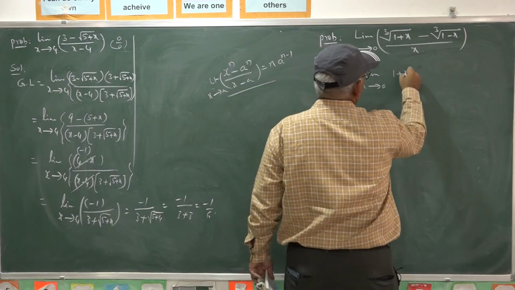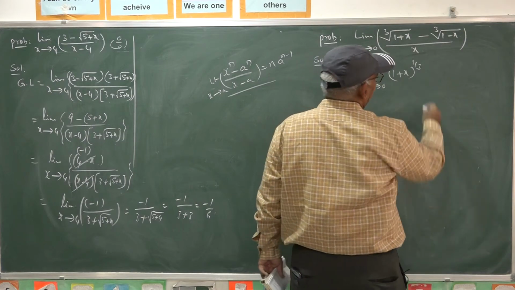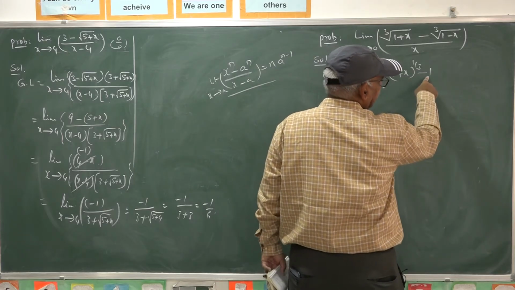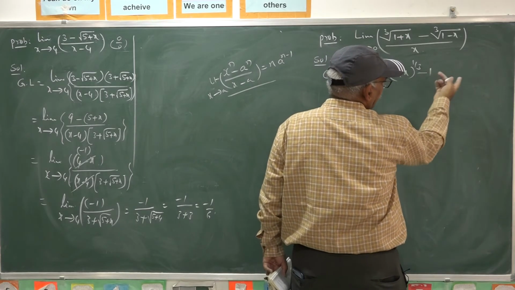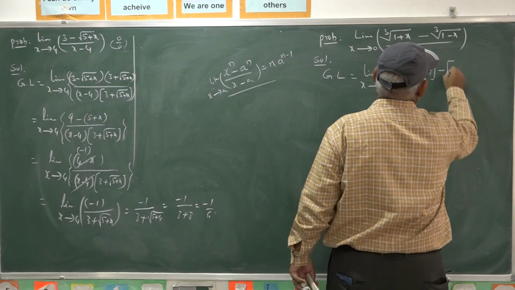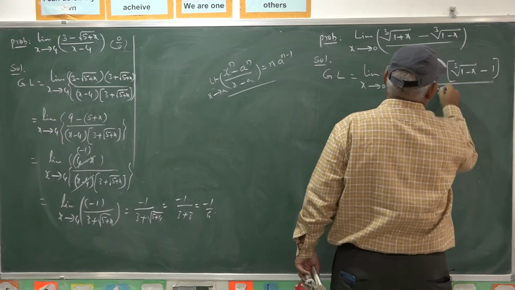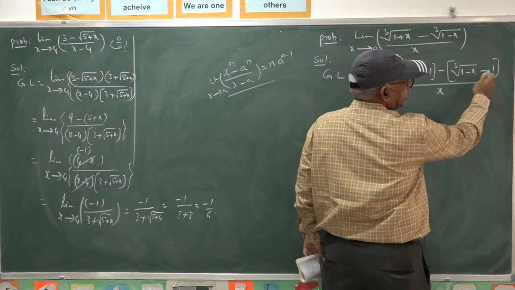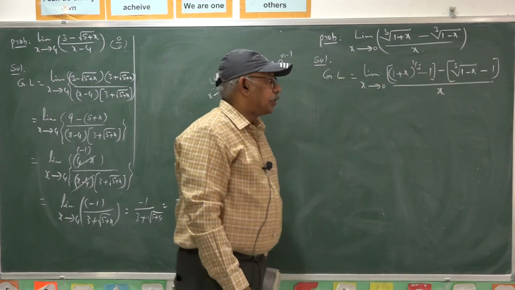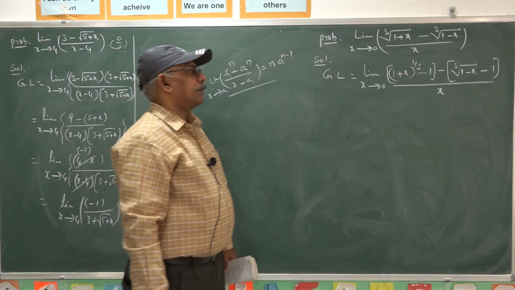Write the cube root of 1 plus x as (1 plus x) whole power 1 by 3. Add and subtract 1 to the numerator. I am taking subtraction of 1 here, 1 meaning 1 power 1 by 3, and taking the subtraction minus 1 here by x. Minus of minus is plus 1, so here I am adding 1, whereas here I am subtracting 1 to the numerator, so that the nature of the function does not change.